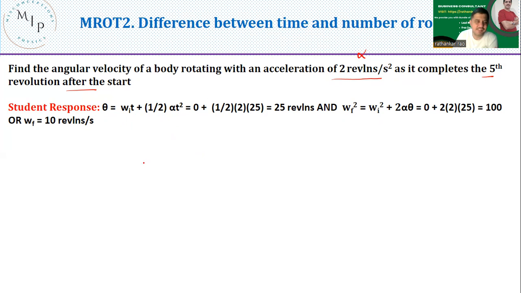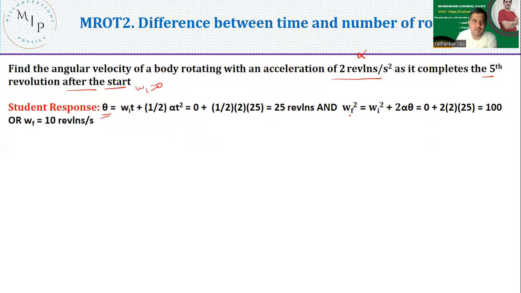So they use this, which is nothing but s equal to ut plus half at square. And they put omega I equal to 0. Why 0? Because it says after the start. So here definitely omega I is equal to 0. Then half into 2, which is alpha, into t square. They substituted the 5th revolution here, pi square, 25. And then they got the value of theta from here.